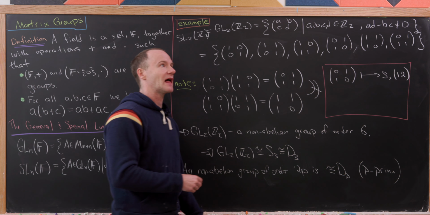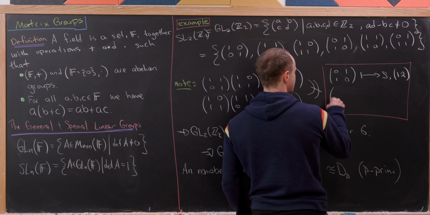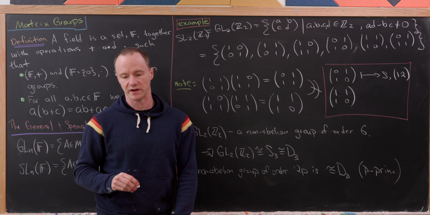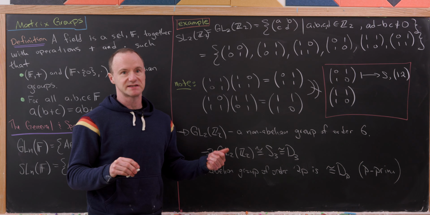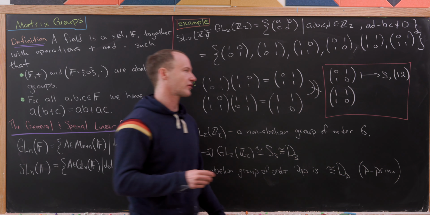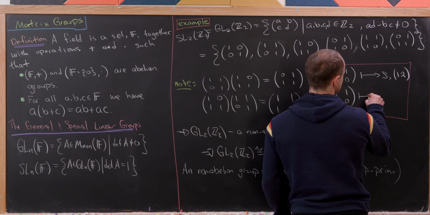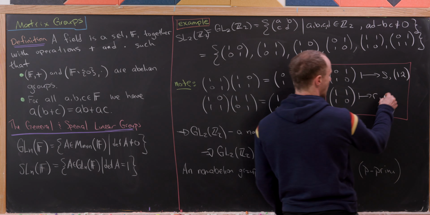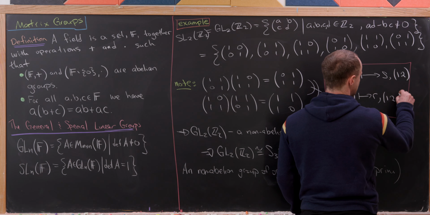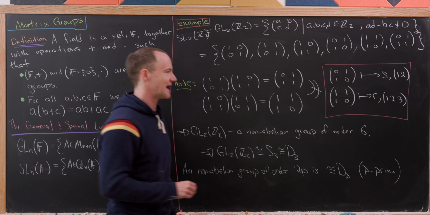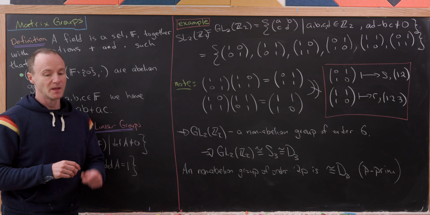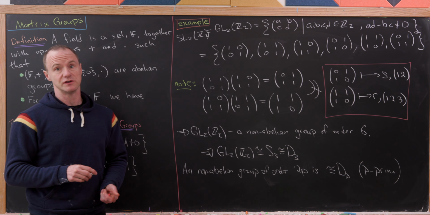And then we need an element of order 3. And you can check that this matrix 1, 1, 1, 0 is a matrix of order 3. And so now you would need to send that to an element of order 3. That could be sent to R, the generating rotation of D3, or the 3-cycle (1 2 3), if you wanted to go into S3. So those would build your explicit isomorphisms. Okay, so now let's see what we can do from this.